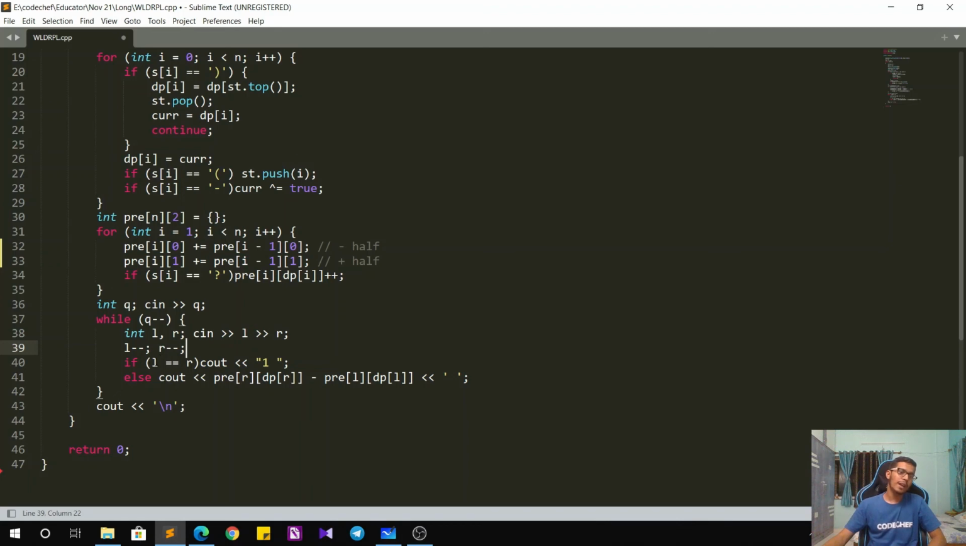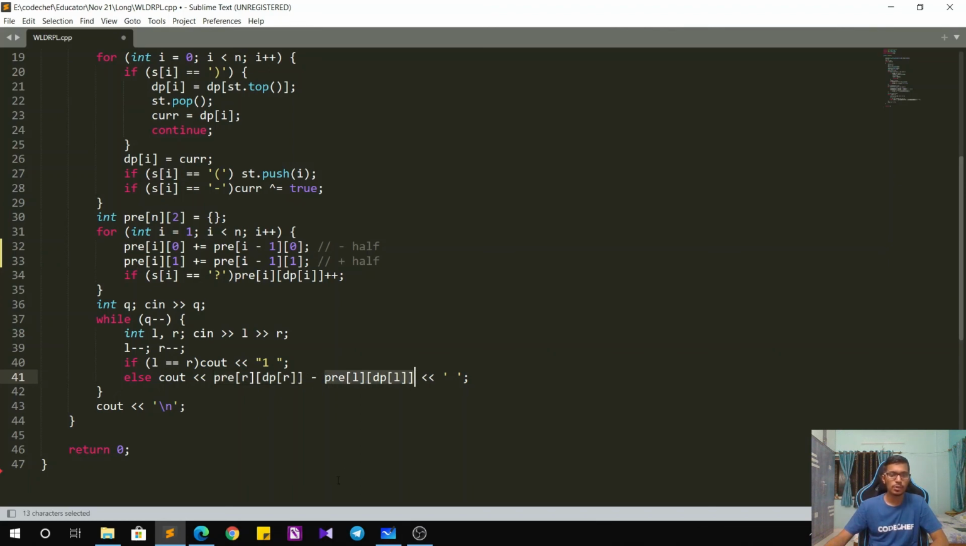After that, if L equals R, and it is guaranteed that every given query is a valid string, it means that the string is just a single question mark. So you don't need to actually worry. Just a very well-known case, just output the answer as 1. Or else the answer is what? Whatever is the answer at R. So pre of R and the state is dp of R, minus pre of L, the state is dp of L.